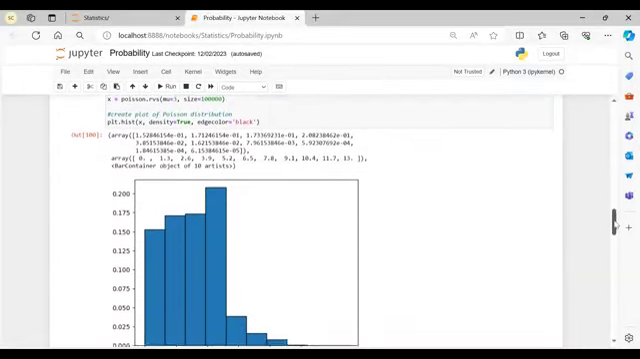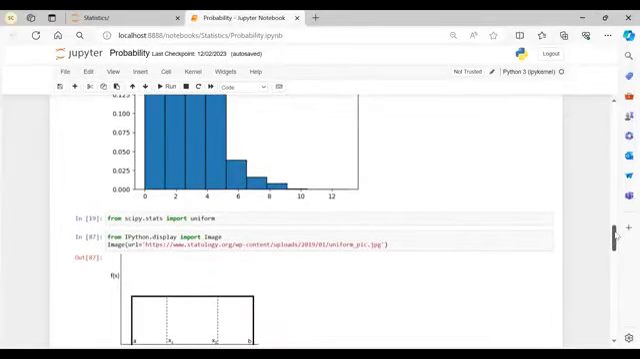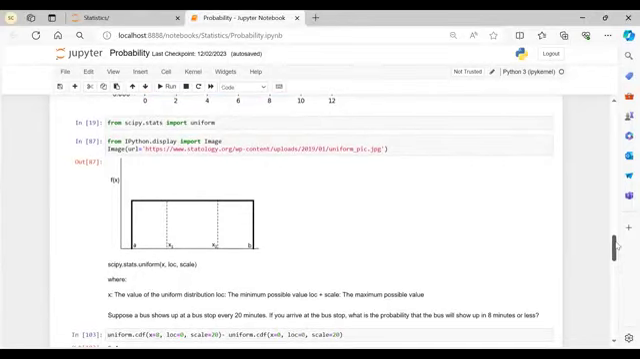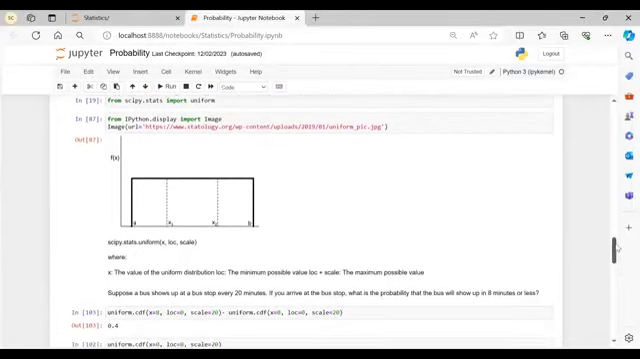Now coming to the uniform distribution. So here for the uniform distribution, we require the range. We require the maximum value and the minimum value. That's all we need.